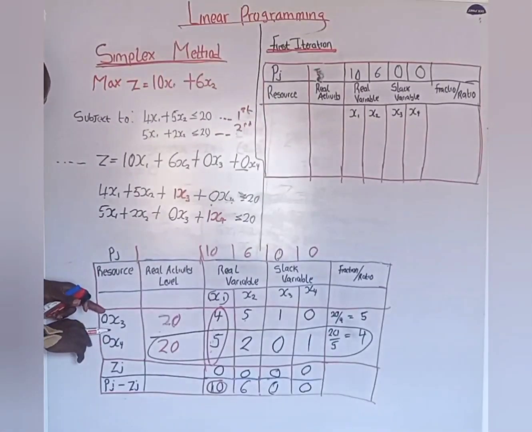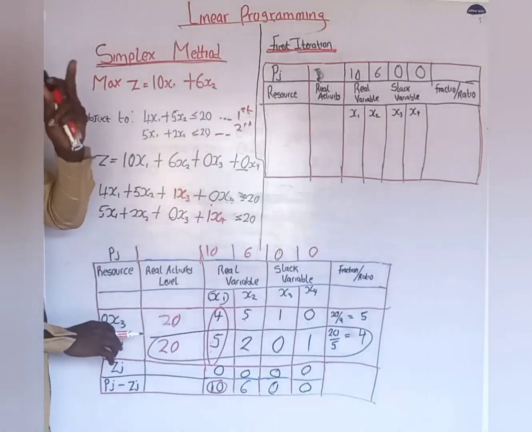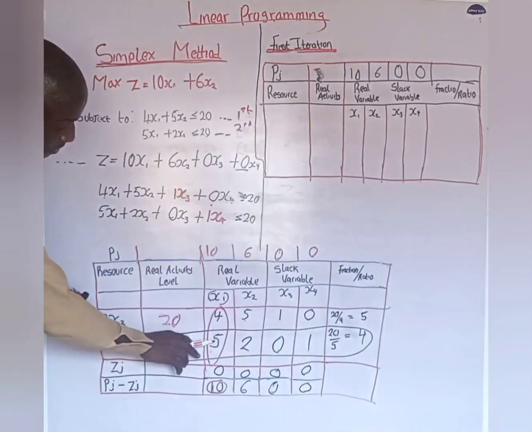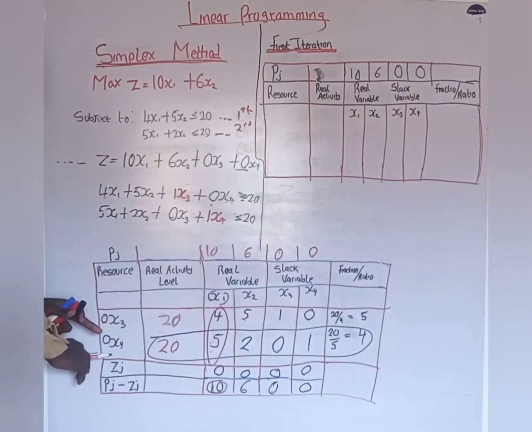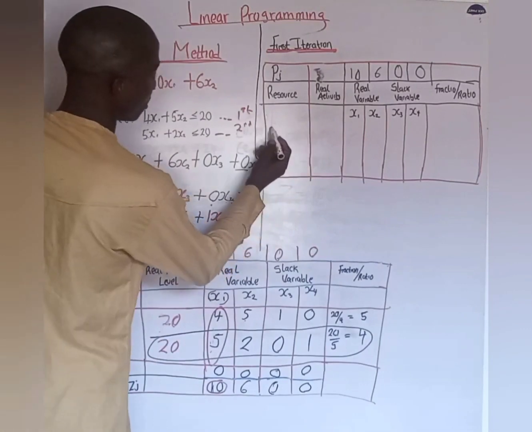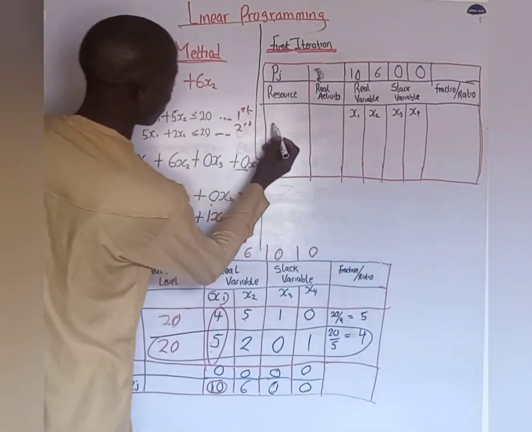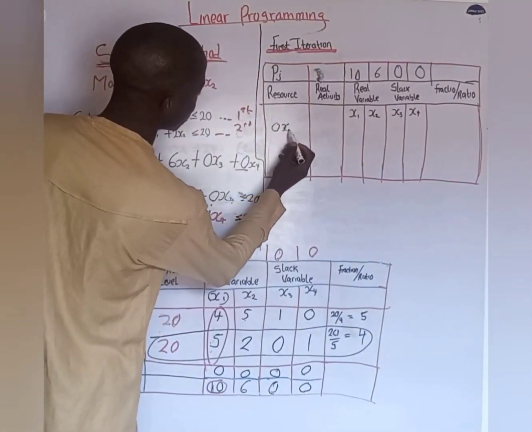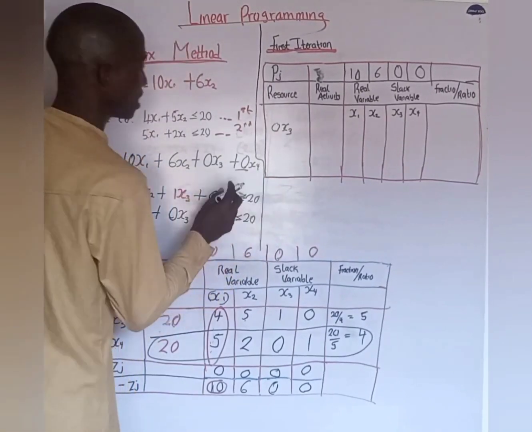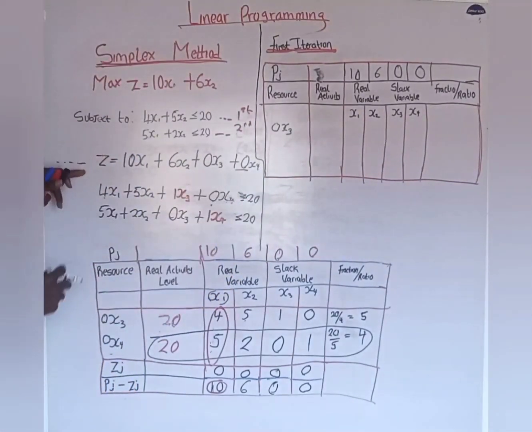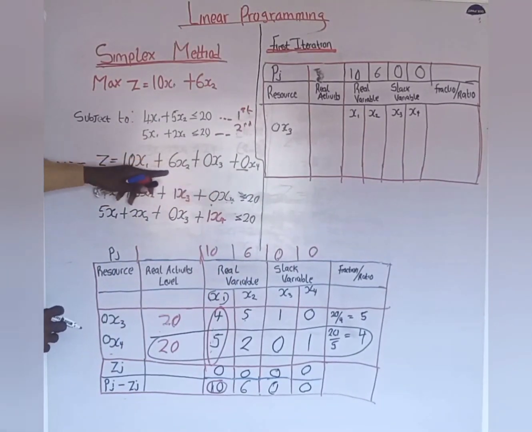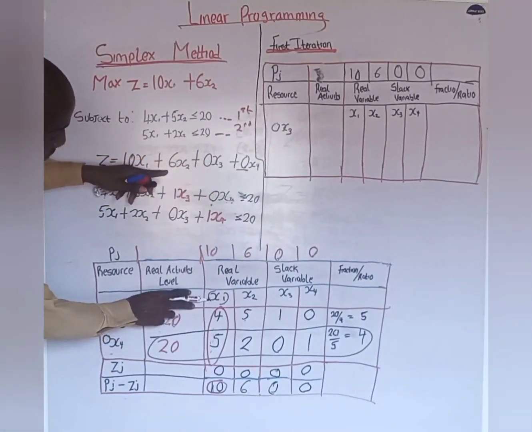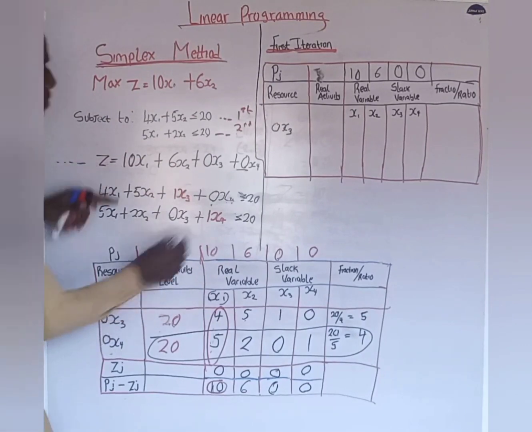This one will not change because we can only have one key element. So the key element is 5. I'm going to be interchanging the real variable, which is X1, with the slack variable, which is X4. And this one will not change, so I'm going to have 0 for x3 also. And since X4 will change, if you come back to our standard objective function, the coefficient of x1 is 10. So I'm going to be having 10 for x1.